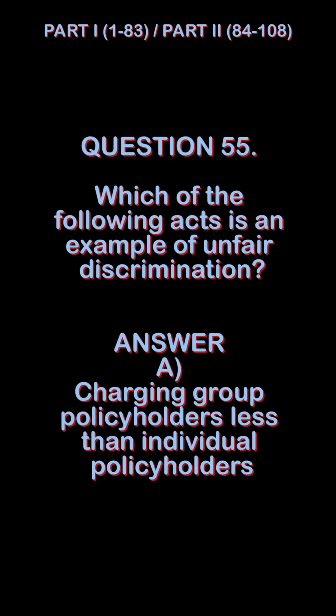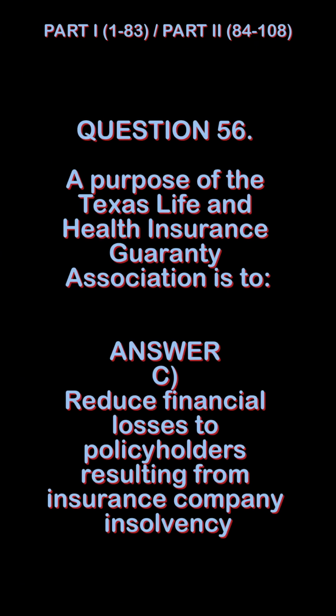Question 55. Which of the following acts is an example of unfair discrimination? Answer A. Charging group policyholders less than individual policyholders. Question 56. A purpose of the Texas Life and Health Insurance Guarantee Association is to. Answer C. Reduce financial losses to policyholders resulting from insurance company insolvency.